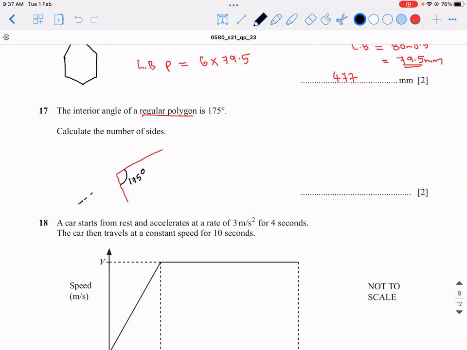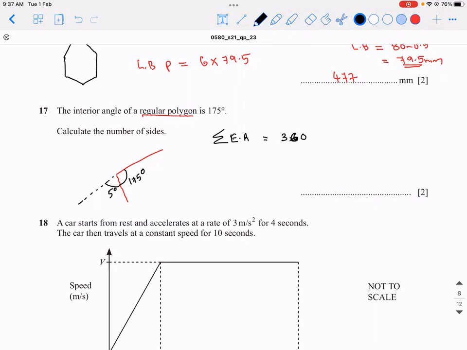Suppose you are extending this side, what happens? We get the exterior angle. So that would be 5 degrees, right? Because it is a straight line, and angles on a line add up to 180 degrees. So this exterior angle is equal to 5 degrees. And there is a rule especially for a regular polygon. The total sum of exterior angles adds up to give 360 degrees.